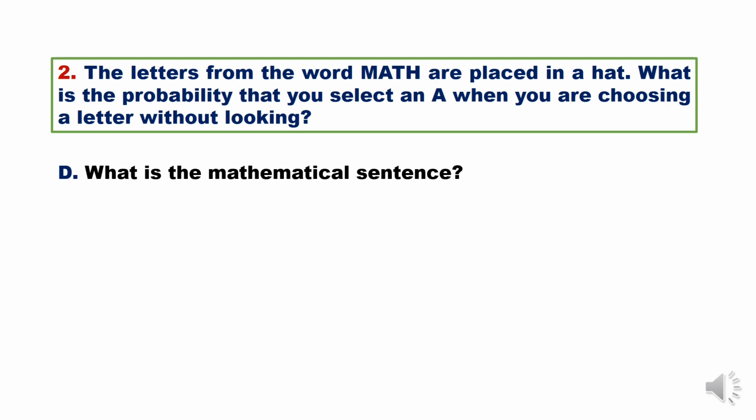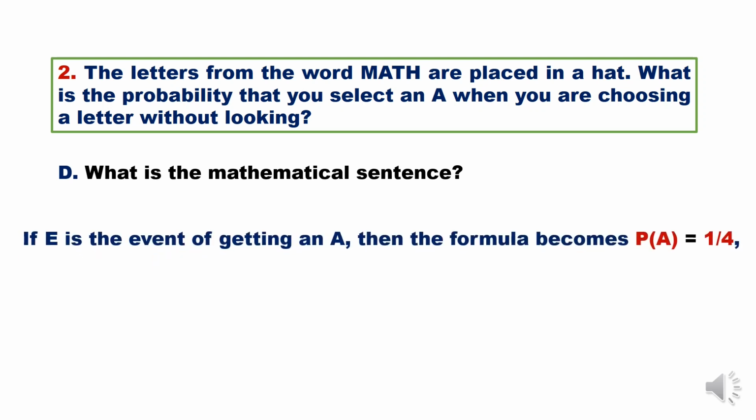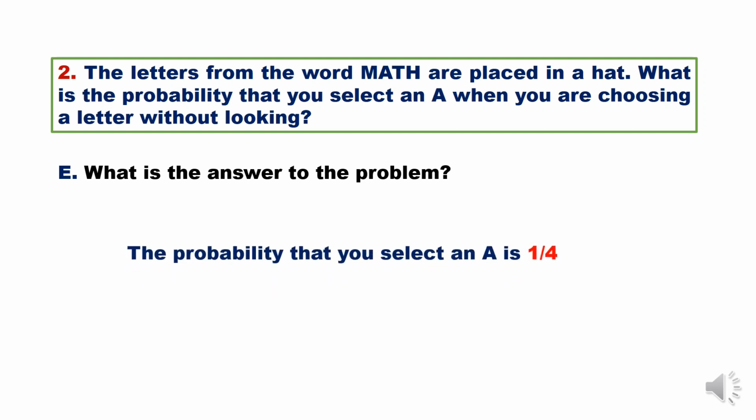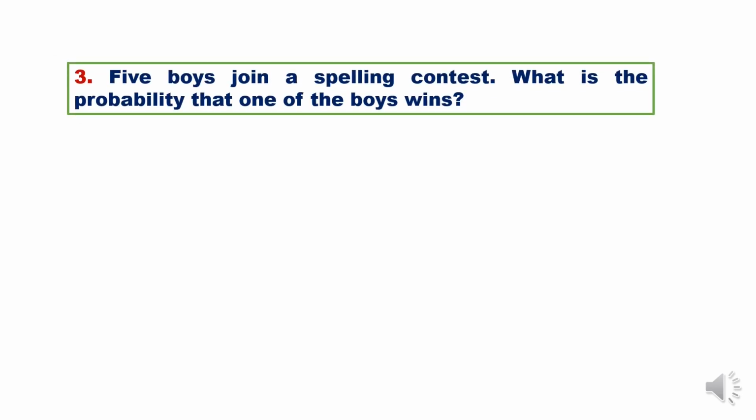What is the mathematical sentence? If E is the event of getting an A, then the formula becomes P(A) equals 1/4. What is the answer to the problem? The probability that you select an A is 1/4. Number 3. 5 boys join a spelling contest. What is the probability that one of the boys wins?